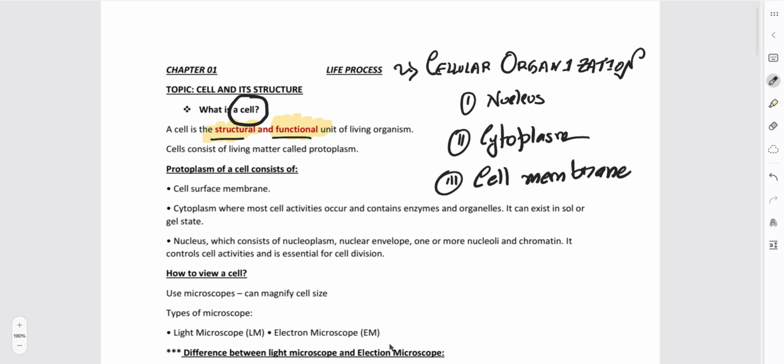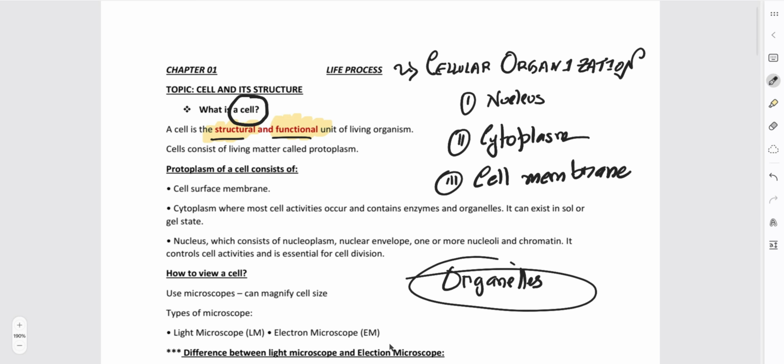Okay. Other than that, cells also contain many other structures. We call them organelles. What are organelles? These are minute structures that are present or embedded in the cytoplasm, which help in the function of a cell. We can name a few organelles, such as the mitochondria or the Golgi body, right? So these are a few examples of organelles.